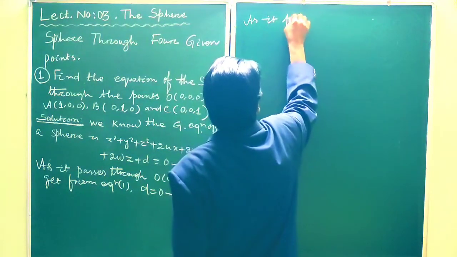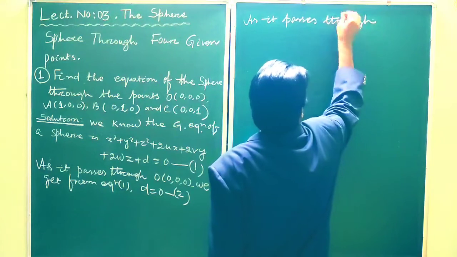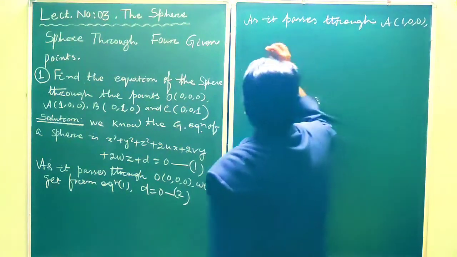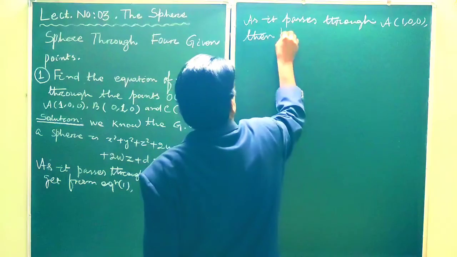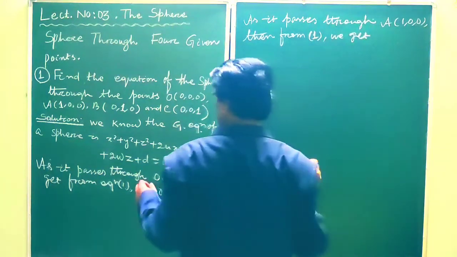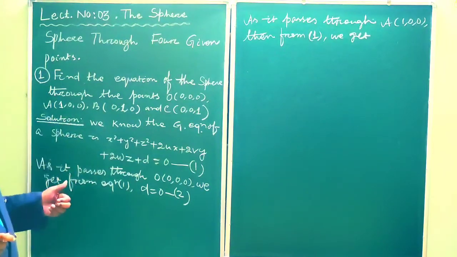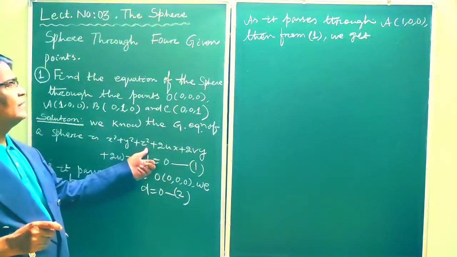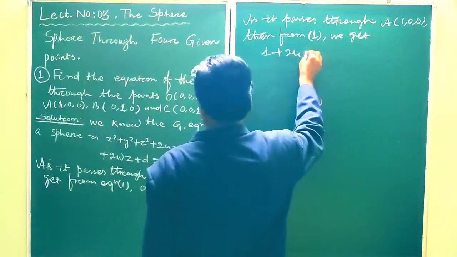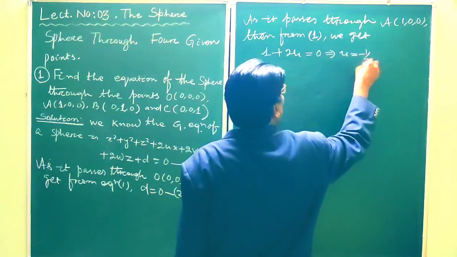As it passes through A of 1, 0, 0, then from equation 1 we get, as it passes through A of 1, 0, 0, from equation 1 putting x is equal to 1, y is equal to 0, z is equal to 0, we get 1 plus 2u, here d is equal to 0, implies u is equal to minus half.